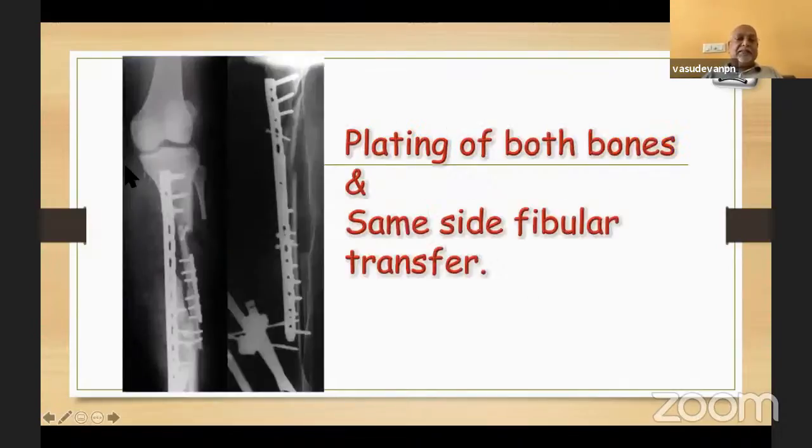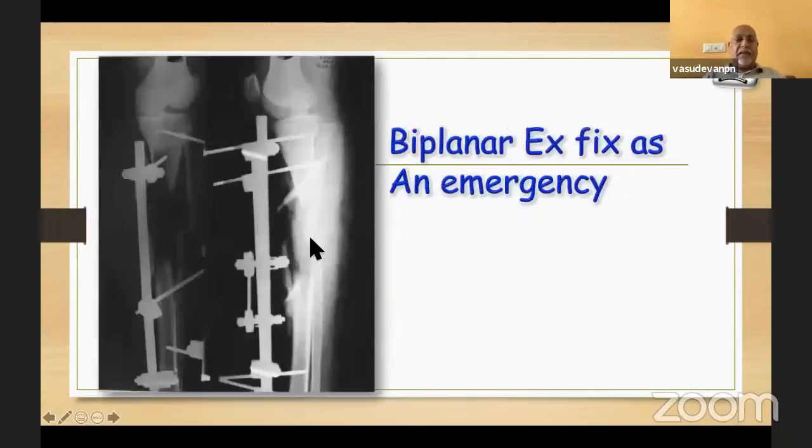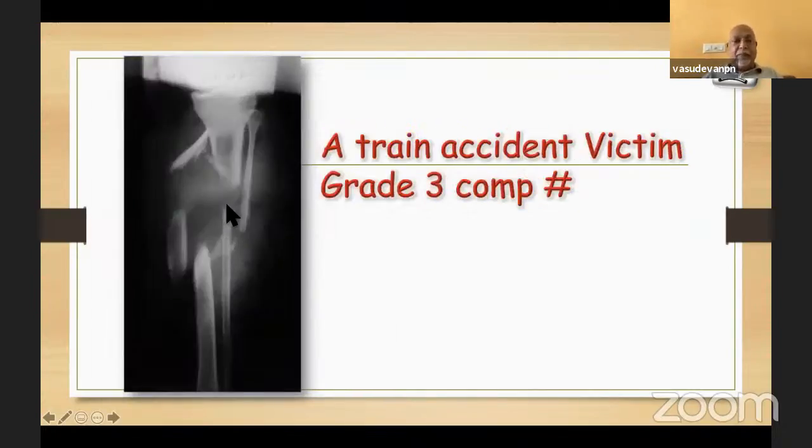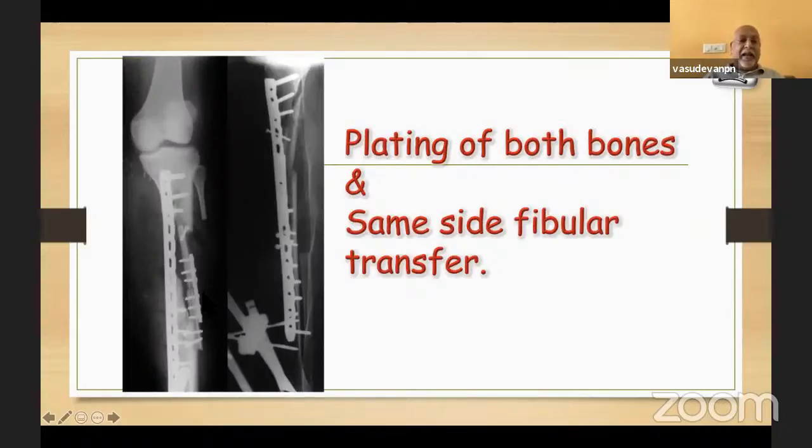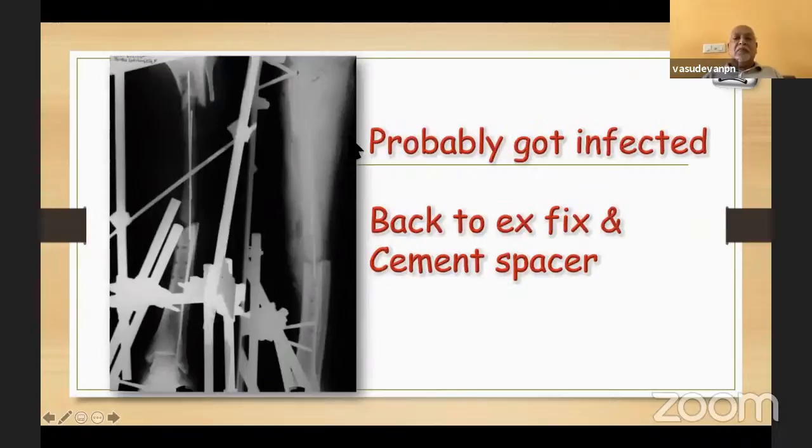and followed by this type of plating. So they plated that fibula, that original fracture, and the plated fibula has been transferred to the tibia with a locking plate on the medial side. At the same time, they are retaining the external fixators. So probably that got infected and all the implants came out, and that fibula is completely lost.